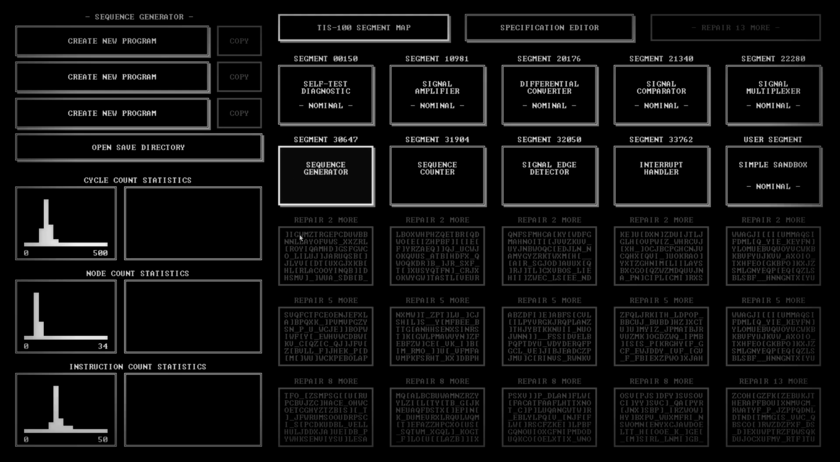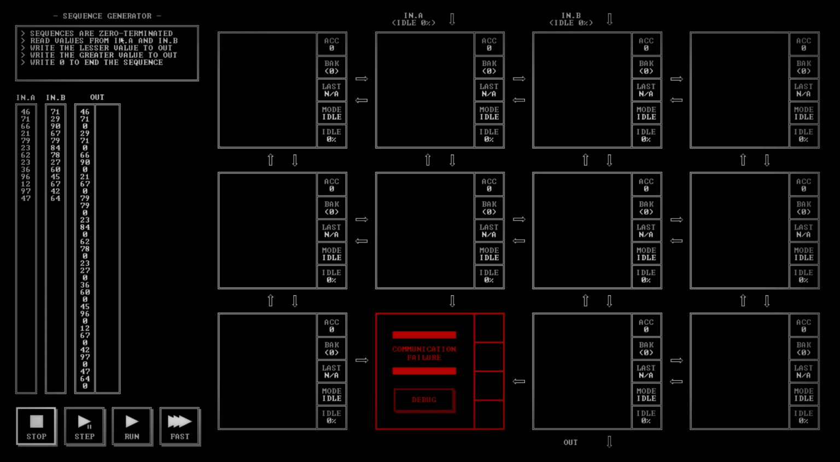So, this episode, we're going to be looking at sequence generator. We have two ins, A and B, and one out down there. Sequences are zero terminated. Read values from in.A and in.B, write the lesser value, write the greater value, write zero to end the sequence. Okay, so it's basically like a mini two-digit sort then, isn't it? So we take the two values and write them out with the lower one, then the upper one, and then followed by a zero.